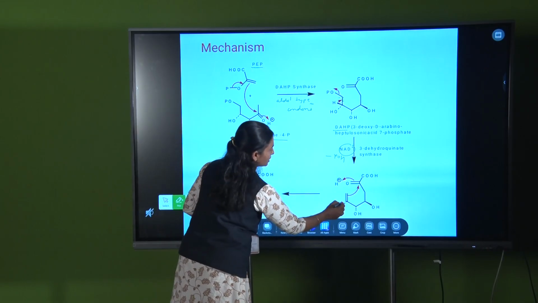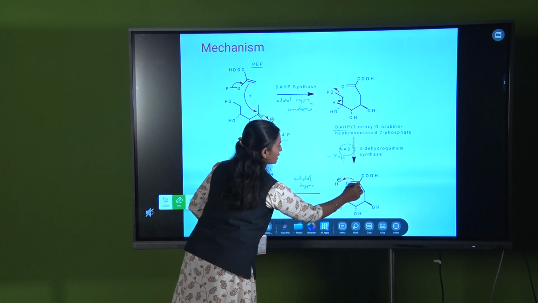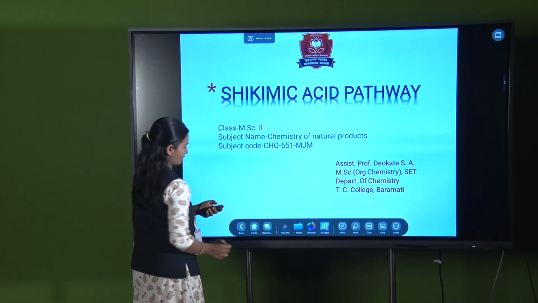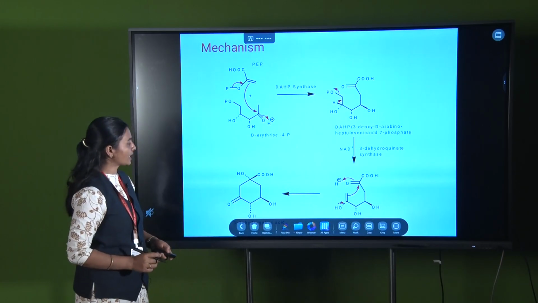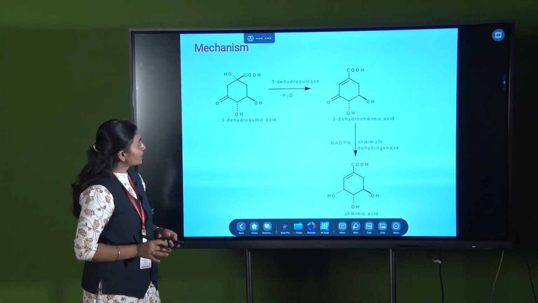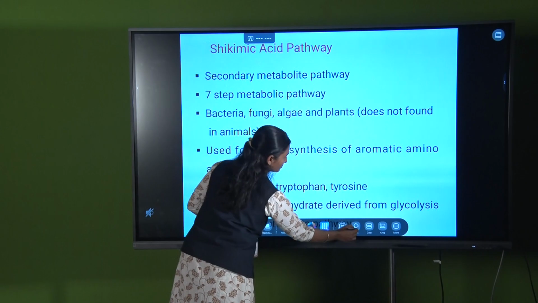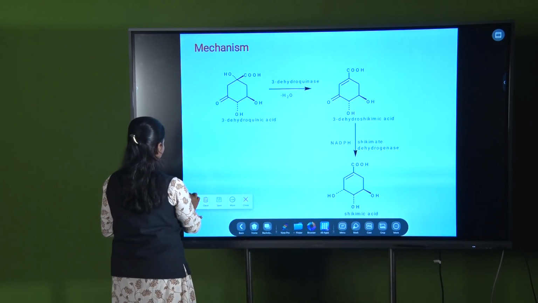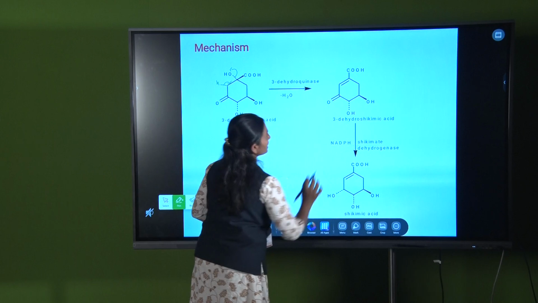Again, this is also an aldol type reaction, and here this carbon and this carbon will form a bond. We can see a double bond between these two. So, this is the structure of 3-dehydroquinic acid. In presence of 3-dehydroquinase, it helps to remove a water molecule. It removes the water molecule from here and forms the double bond over here. So, it forms 3-dehydroshikimic acid.